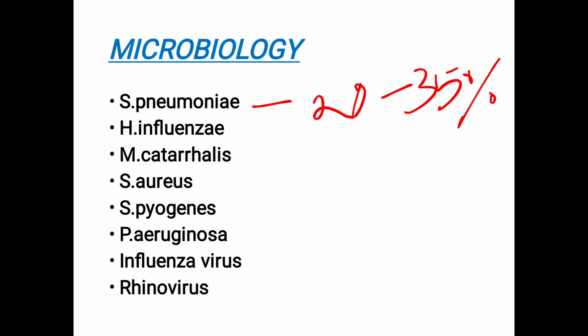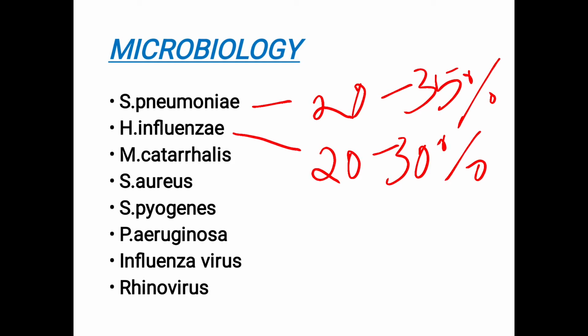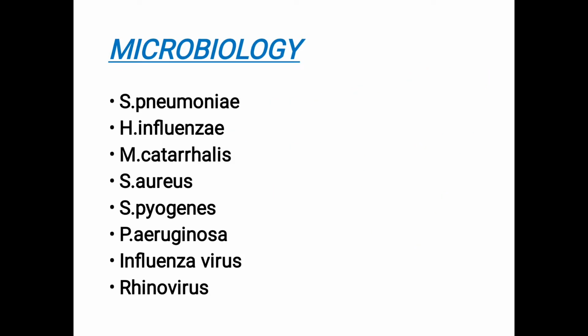And the remaining bacteria such as Haemophilus influenzae and Moraxella catarrhalis, they are also responsible for a sizable minority of the cases. Okay, so this non-typable Haemophilus influenzae are responsible for 20 to 30 percentage of the AOM cases, whereas Moraxella catarrhalis are responsible for the development of 20 percentage of the AOM cases. Now, let us see the bacterial organisms that have been associated less frequently with the OM, such as Staphylococcus aureus, Streptococcus pyogenes, and Pseudomonas aeruginosa.